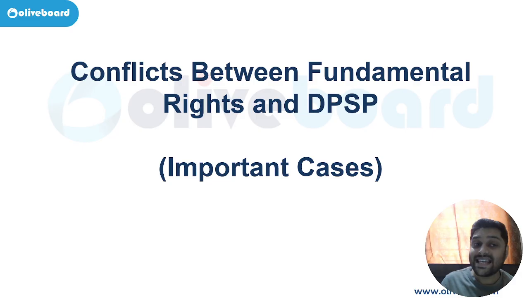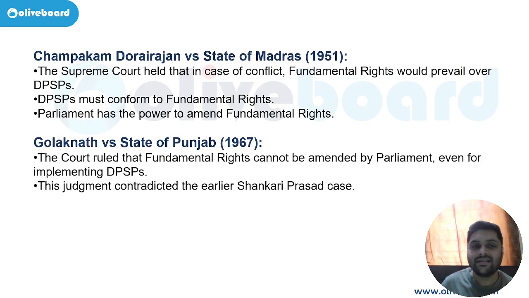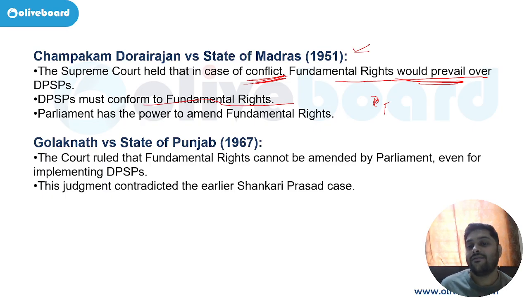There are some important cases, some landmark cases. For example, Champakam Rajan versus State of Madras. The Supreme Court said that in case of conflict between DPSP and fundamental rights, fundamental rights will prevail. In the Champakam Rajan case, DPSP must conform to fundamental rights. Here FR was given priority over DPSP. Correct?